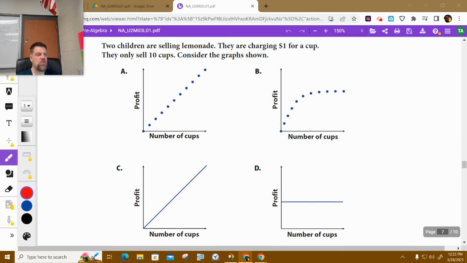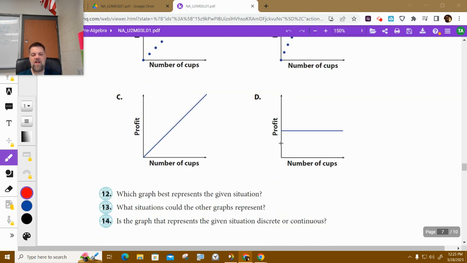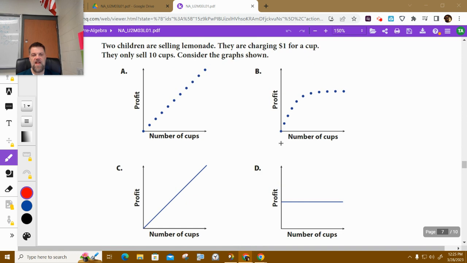All right, let's get started. It says 2 children are selling lemonade. They are charging $1 for a cup. They sell only 10 cups. The graphs are shown. So now this is an interesting one because the x-axis, or the x-coordinate, represents the number of cups, and the y-axis, the up or down, is representing the profit. They make $1 or whatever it is. And so we're asked to figure out which graph represents that situation. Which one do you guys think it is?